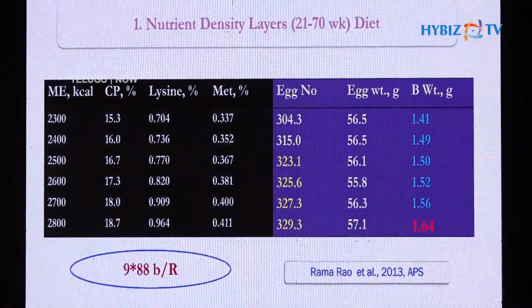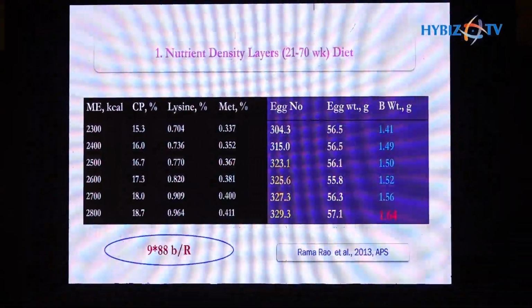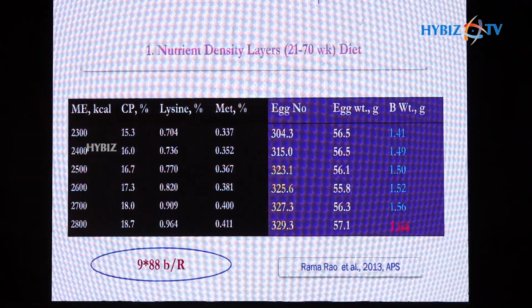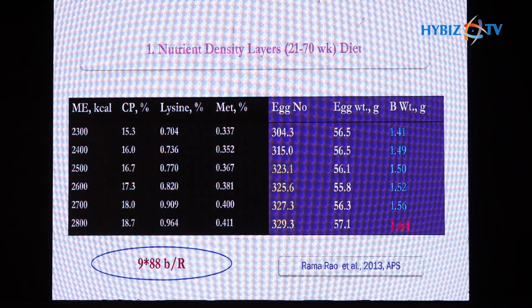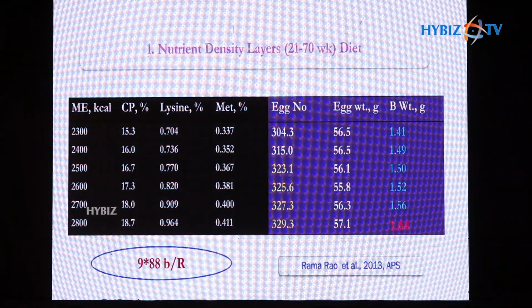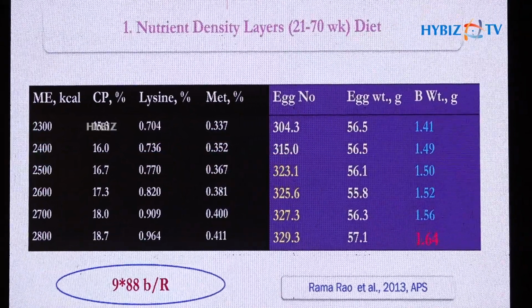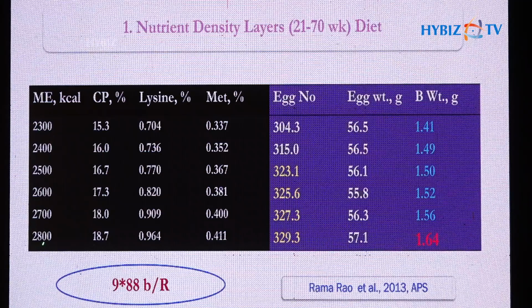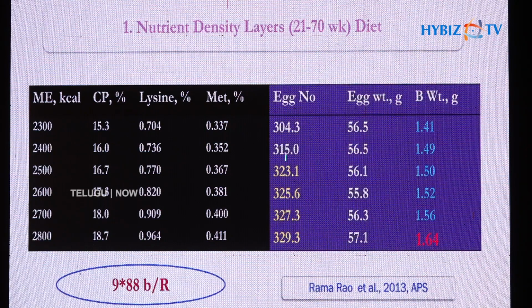So here, the nutrient density. Friends, this is the data which we have generated primarily, and we have already published the literature; even the articles are available in the public domain, and one can have more details out of my presentation. Here we did the trial from 21 to 70 weeks of age. The primary focus of this experiment was to know, from graded levels of dietary energy and also protein and amino acids in a constant ratio, how we are going to get the production.